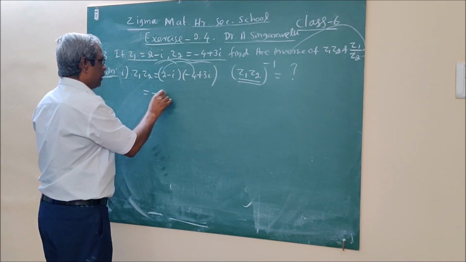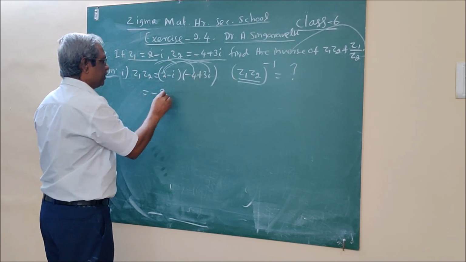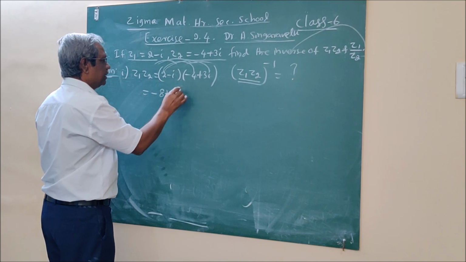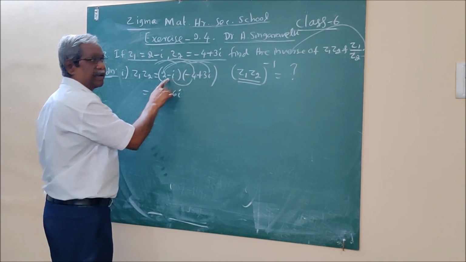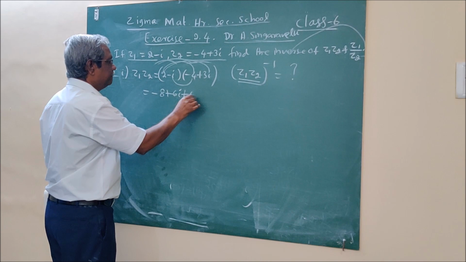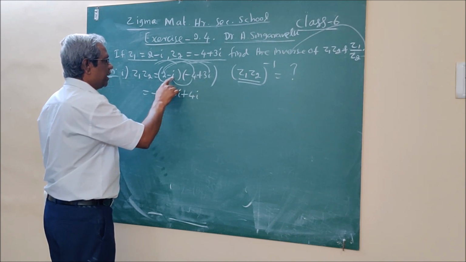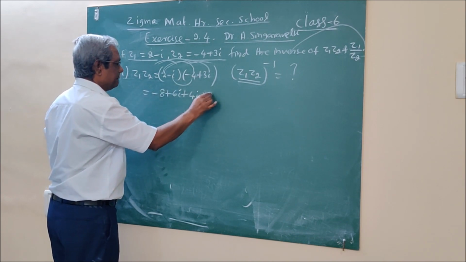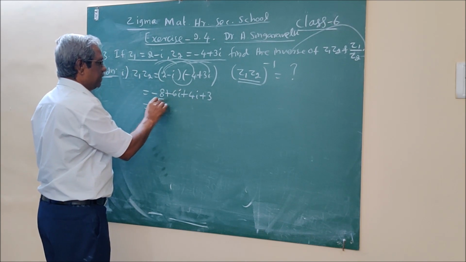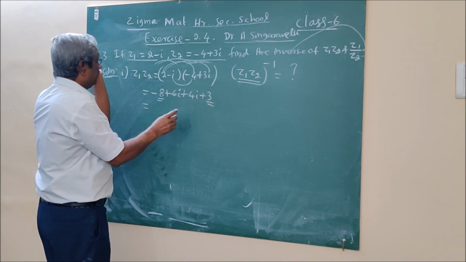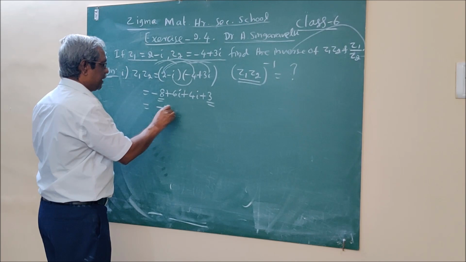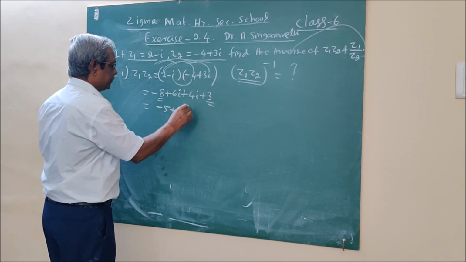2 into minus 4 is minus 8. 2 into 3i is 6i. Minus into minus is plus 4i. i square is minus 1, so plus 3. So minus 8 plus 3 is minus 5 plus 10i.